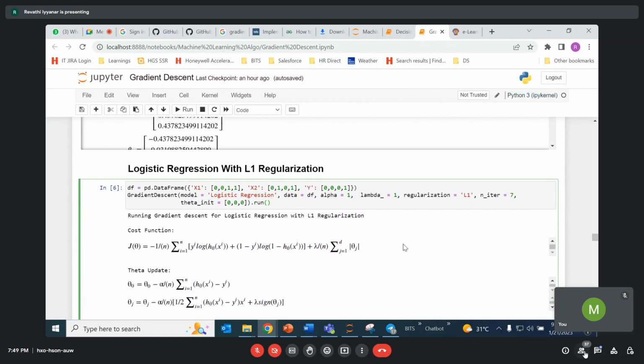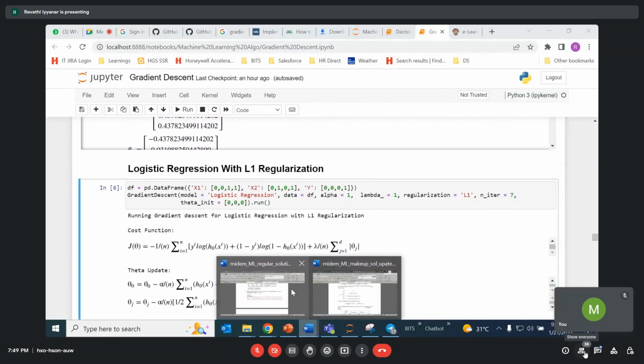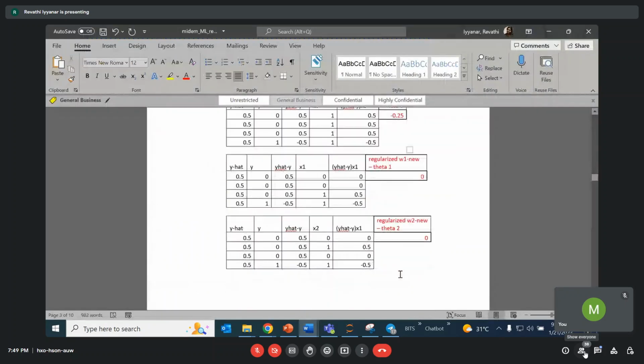So that is why we introduce the term called lambda, which will penalize the large values in the final value. If we feel the previous iteration is not good, we try to regularize in the next iteration. That is how the theta values will stabilize after some time.